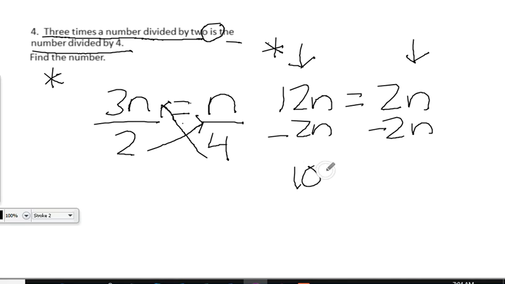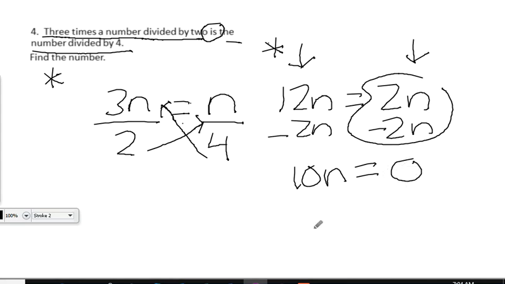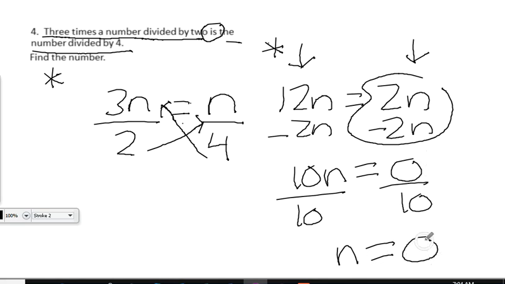So that gives us 10 times n equals, when we do a 2n and a minus 2n, we're left with a 0. And now our last step to get the n by itself is to get rid of the multiplication of 10 by using division. And anytime you divide 0 by anything, your answer is going to be 0. So n equals 0. That is our solution.